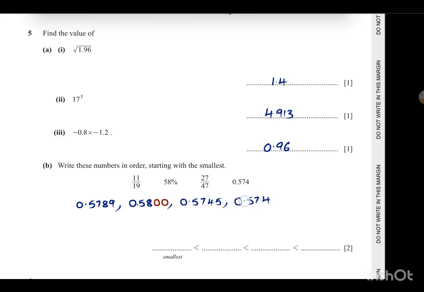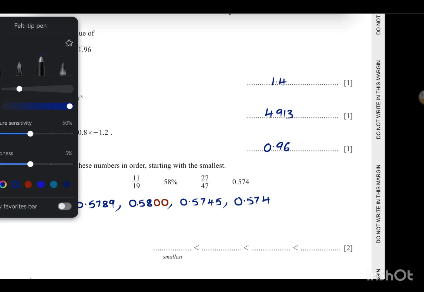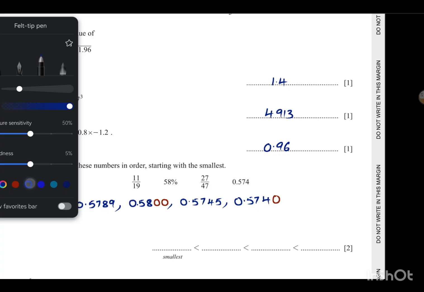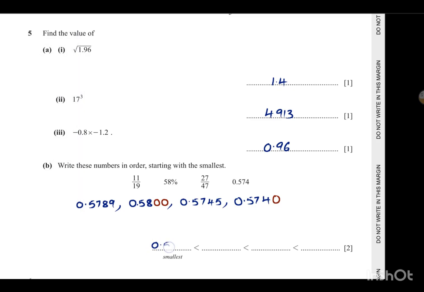Okay. Then next we have the number already given in decimal form. To make it like the others, I will add 1 zero. Now we have 4 decimal places for all these numbers. Now comparing will become easy. So 0.5740 is the smallest. The actual number is 0.574. So write the actual number. Don't write these numbers which you have changed. Write the actual numbers.